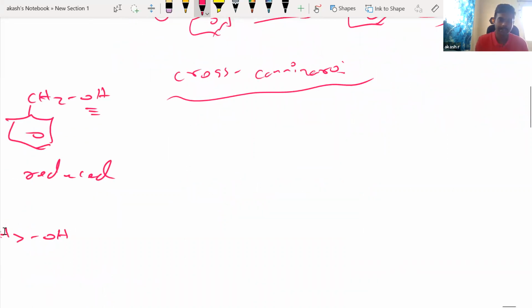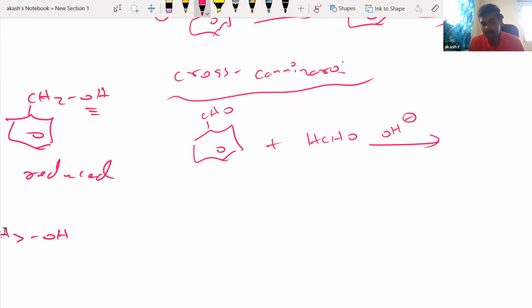So basically I'm taking 1 mole of benzaldehyde plus 1 mole of formaldehyde, and I'm going for OH minus. Now we understand that it is going to be disproportionation. One thing is going to get oxidized, the other one is going to get reduced. No doubt about it. So if that's the case, we have to understand which will get oxidized and which will get reduced. For that purpose, you have to look at the mechanism.